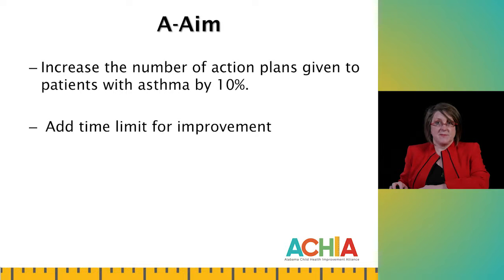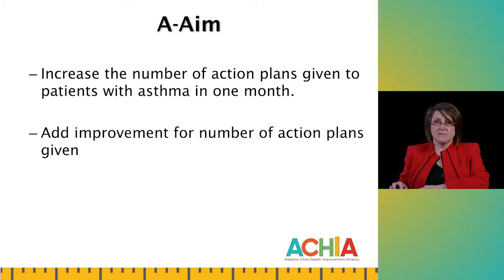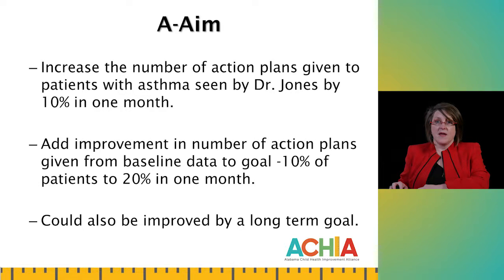The next aim statement that we had as an example was to increase the number of action plans given to patients with asthma by 10%. The way we could improve this is to add a time limit. The next action plan that we looked at was to increase the number of action plans given to patients with asthma in 1 month. This one could be improved for the number of action plans given. And finally, let's look at the one that was the best choice that we had.